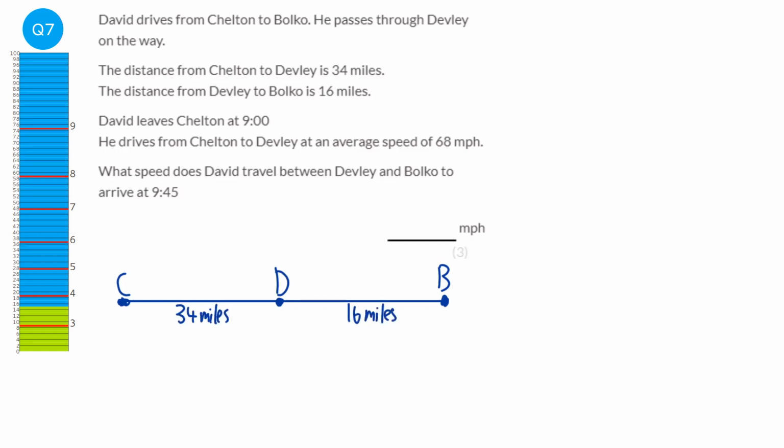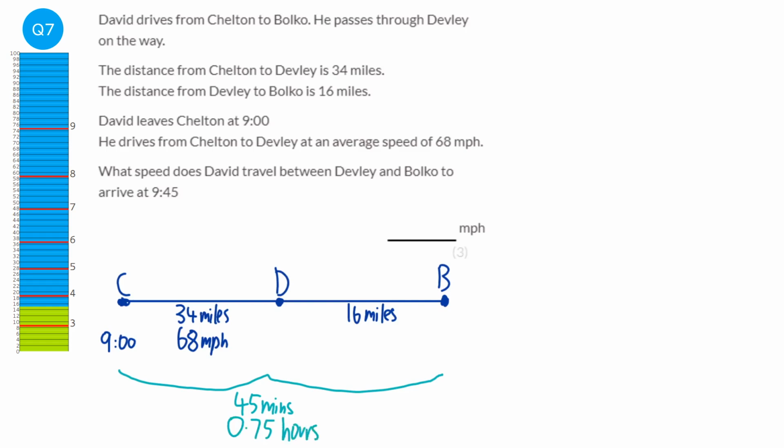So I'm just reading through the question, adding it to my diagram. David leaves Chiltern at 9 o'clock. He drives from Chiltern to Devley at an average speed of 68 miles per hour. And what speed does David travel between Devley and Bolko to arrive at 9:45? So the whole thing needs to be 45 minutes, or 0.75 hours. And the entire distance is 34 plus 16, so that would be 50 miles.